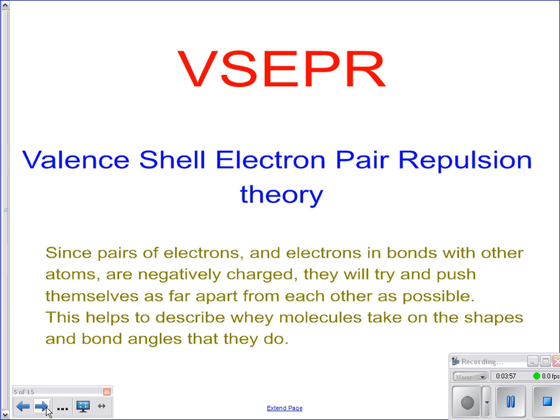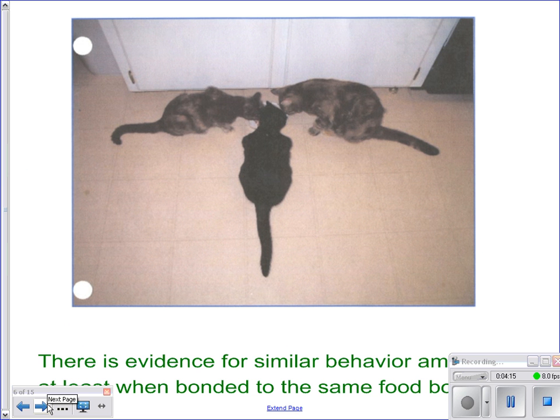Just like we read right here, it says, since pairs of electrons in bonds with other atoms are negatively charged, they will try and push themselves as far apart from each other as possible. This helps to describe why molecules take on the shapes and bond angles that they do. I don't know if any of you have cats, but I've seen this type of arrangement before, where cats tend to do the same thing. They repel each other, pushing away as much as they can.